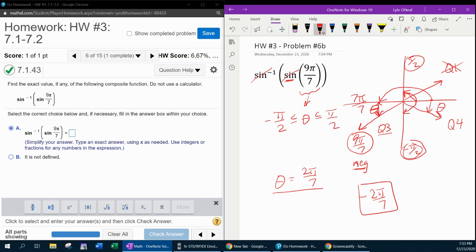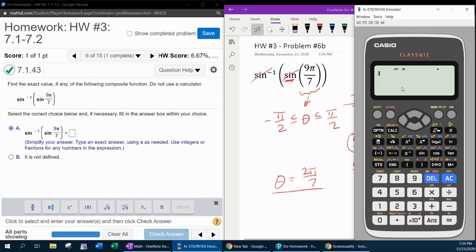Remember, if we're bounded between negative pi over 2 to pi over 2, and the angle happens to be in quadrant 4, because sine is also negative in quadrant 4, then that angle is going to have to be negative because you're going clockwise. And so now that we've kind of talked ourselves into the answer, now we're going to check with the calculator.